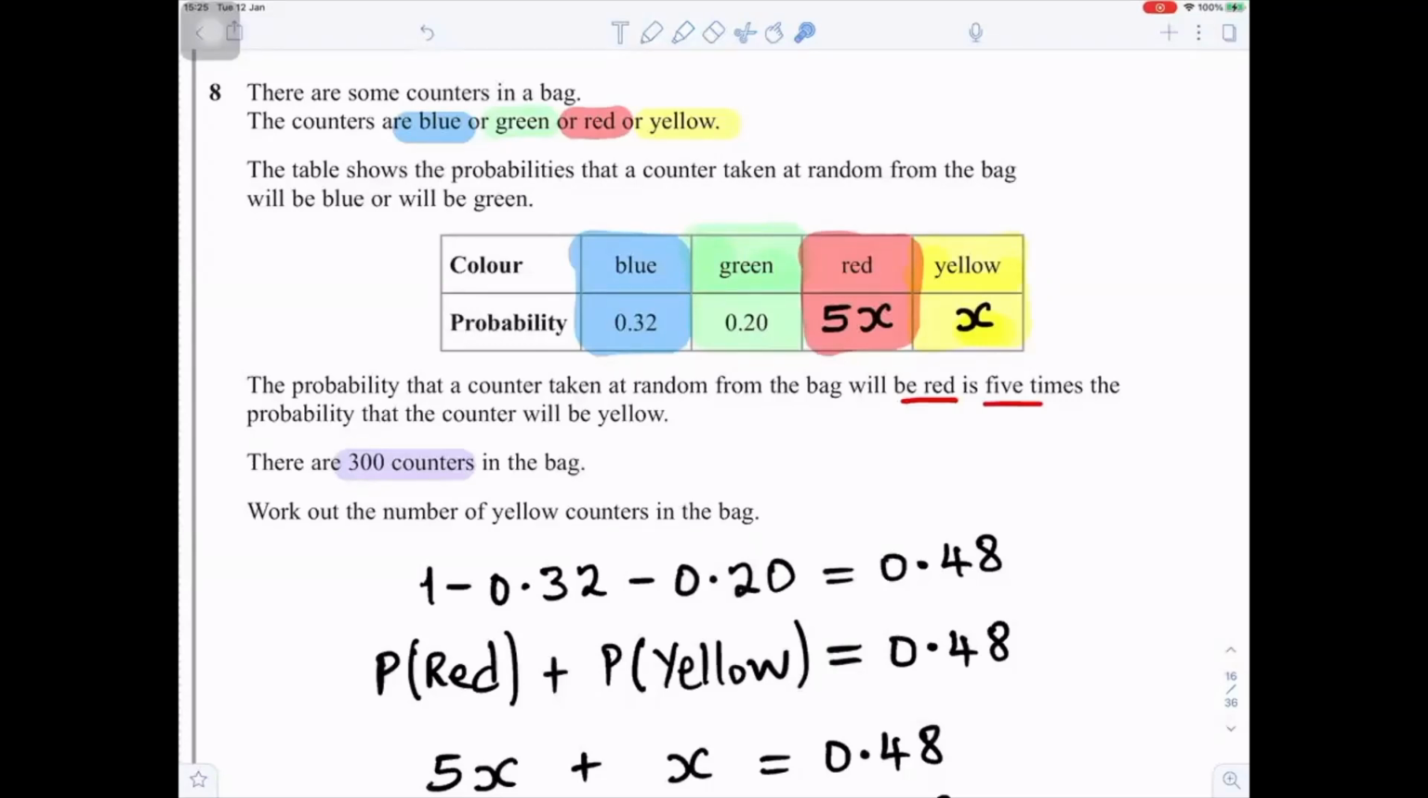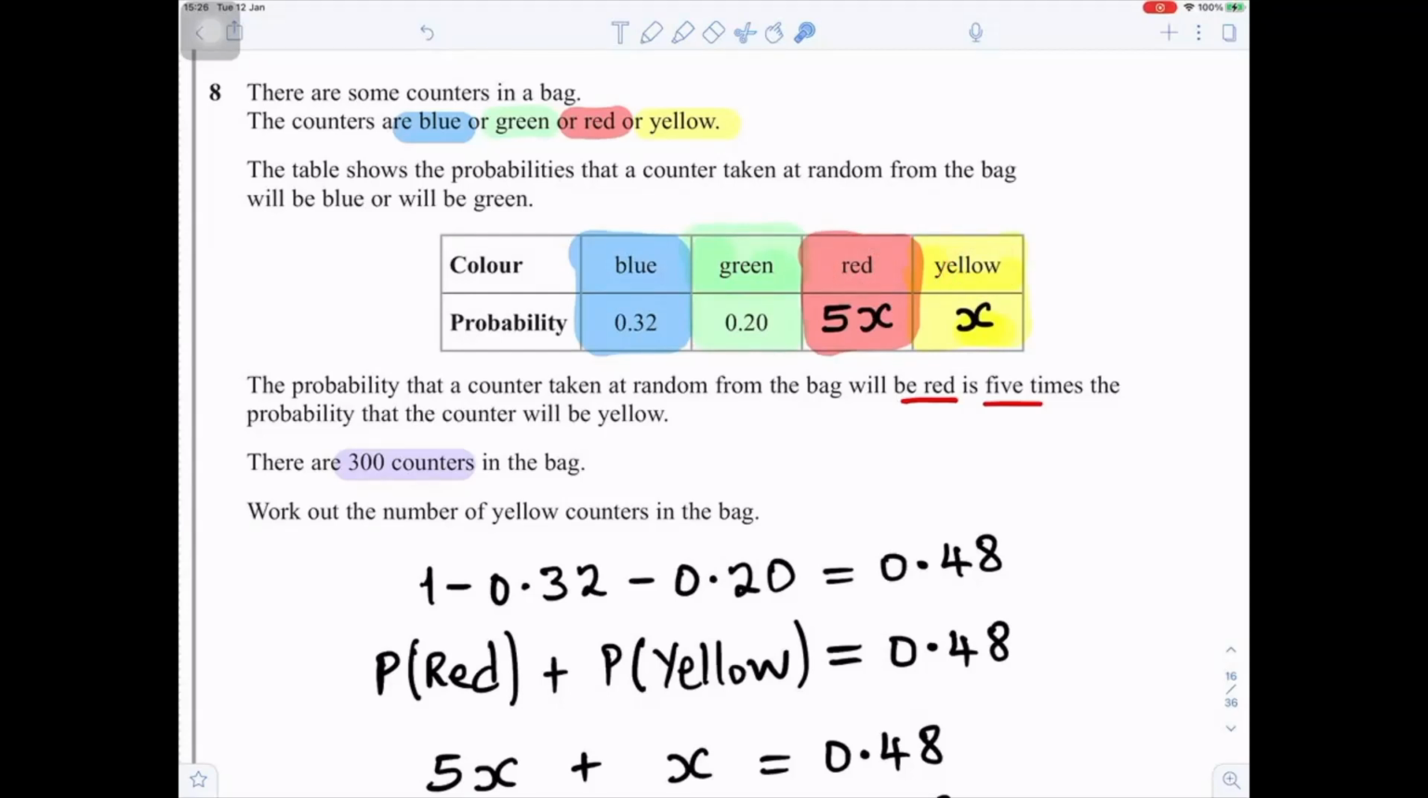There are some counters in the bag. The counters are blue or green or red or yellow. The table shows the probabilities that a counter taken at random from the bag will be blue or will be green. So colour and probability. Probability of blue is 0.32. Probability of green is 0.20. Probability of red and yellow, we don't know.